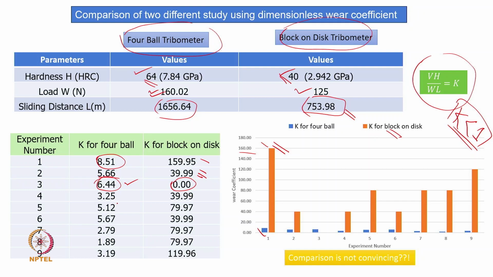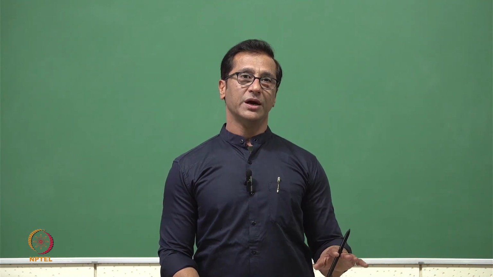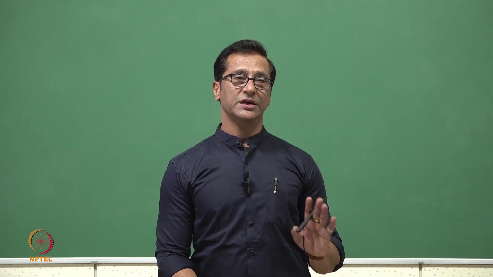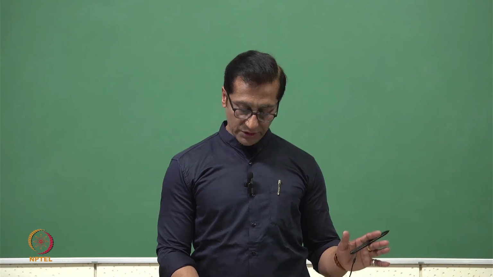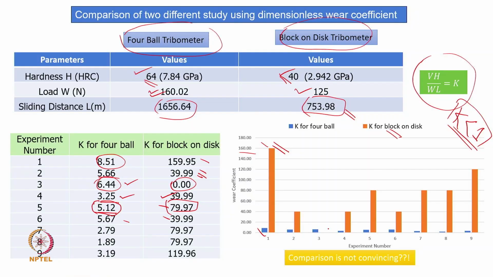Then coming to our fourth experiment, 3.25, again 39.99. Here 5.12, 79, 5.67, 39. You can see in this case the wear is lesser, here the wear is very high. So again, whatever 8 or 9 pieces we have done have the same hardness and the same geometry, it's not varying significantly. So these are the results which we are getting when comparing.